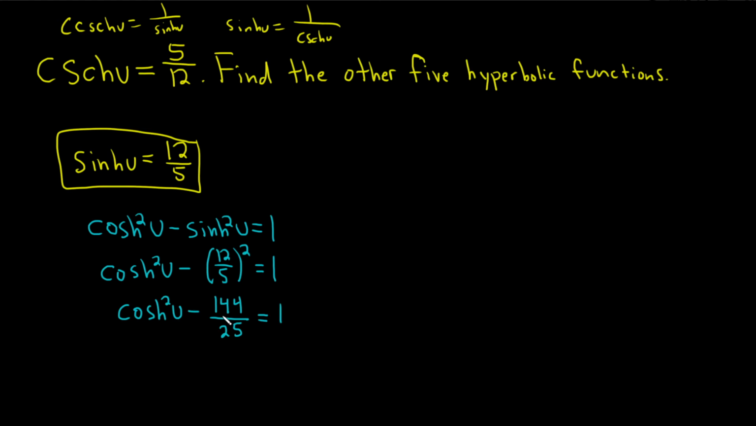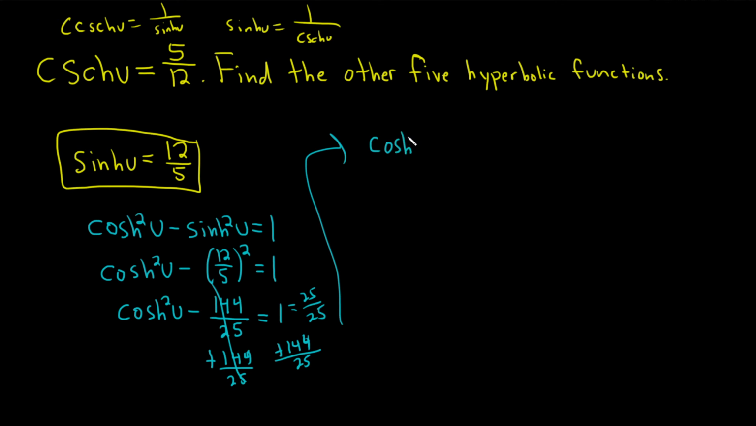To solve for this, we have to add 144 over 25 to both sides. You want to think of the 1 as 25 over 25 so that you can add these, okay? So 25 plus 144 is 169. So the hyperbolic cosine squared of u is equal to 169 over 25.